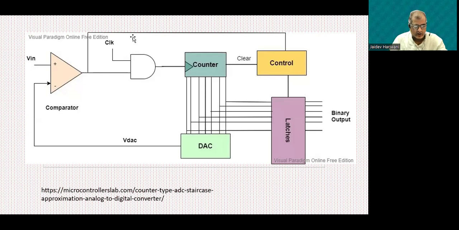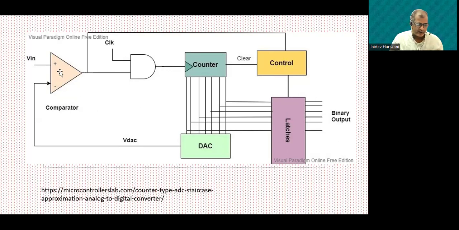If you see the main components of a counter type A to D converter, the main component is a comparator, then you have a counter, then a D to A converter, a diode, a control unit, and latches.